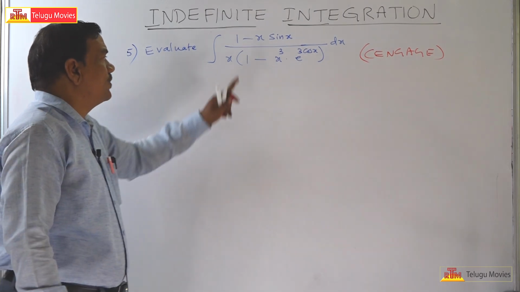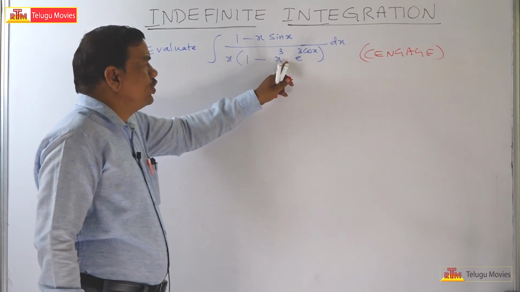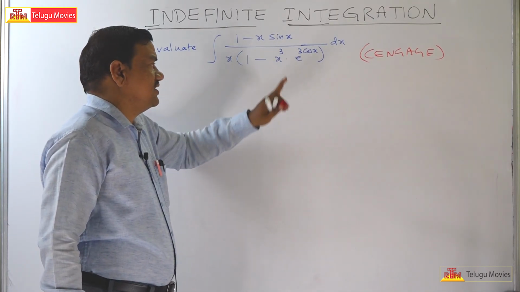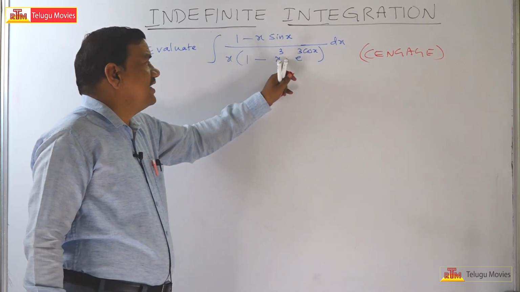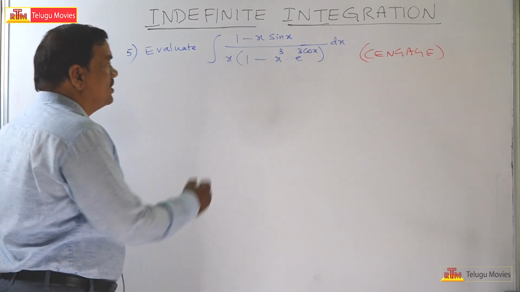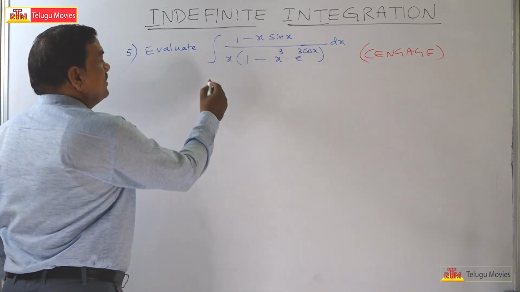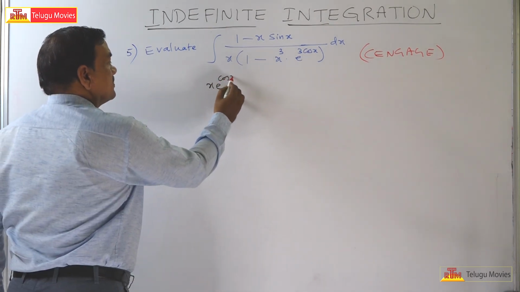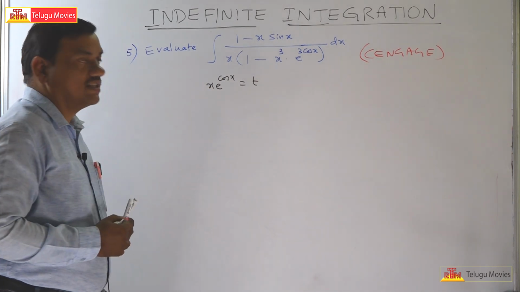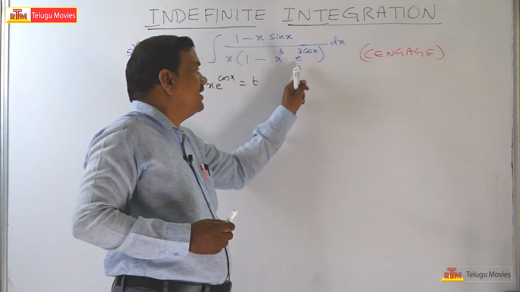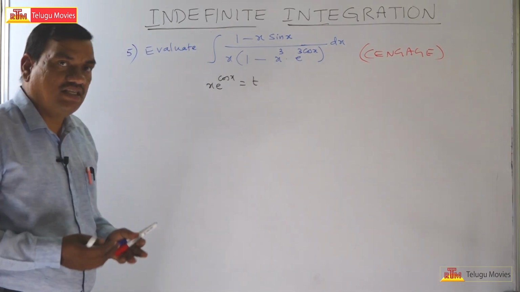See here, 1 minus x sin x is there, x into (1 minus x cube e power 3 cos x) is there. If the 3 were not there, it would be x into e power cos x. So here I will take x into e power cos x and call it t. Let us check what happens. Up to here t, then 1 minus t cube. Put it like that. So first take it as t and let us see what happens.